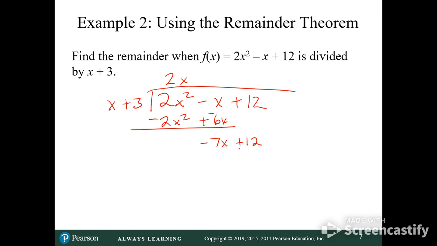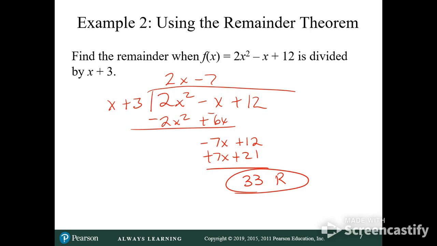What times x is negative 7x? Negative 7. So you get negative 7x minus 21. Change the signs of the bottom row. Then add. Get 33. 33 is your remainder. Okay? 33 is your remainder.